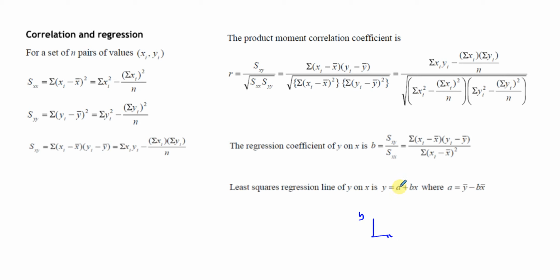And A is like the y-intercept, and B is like the gradient of the line. You can see it looks like y equals mx plus c. B is the gradient, A is like the y-intercept. The value of A is found by the mean of y minus b times the mean of x. And the value of B, which is the gradient, is Sxy over Sxx. That's what it means. So let's go back to the actual question.